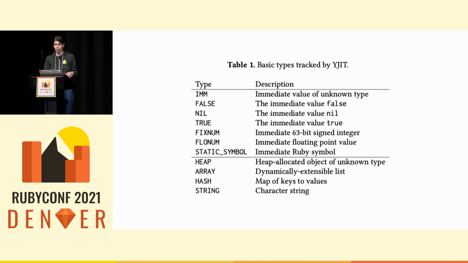So those are the types that we track inside of YJIT when we specialize code. We track things like whether a value could be false or true or nil, whether it can be a fixnum, a floating point number, a symbol, an object that has properties on it, arrays, hashes, and strings.